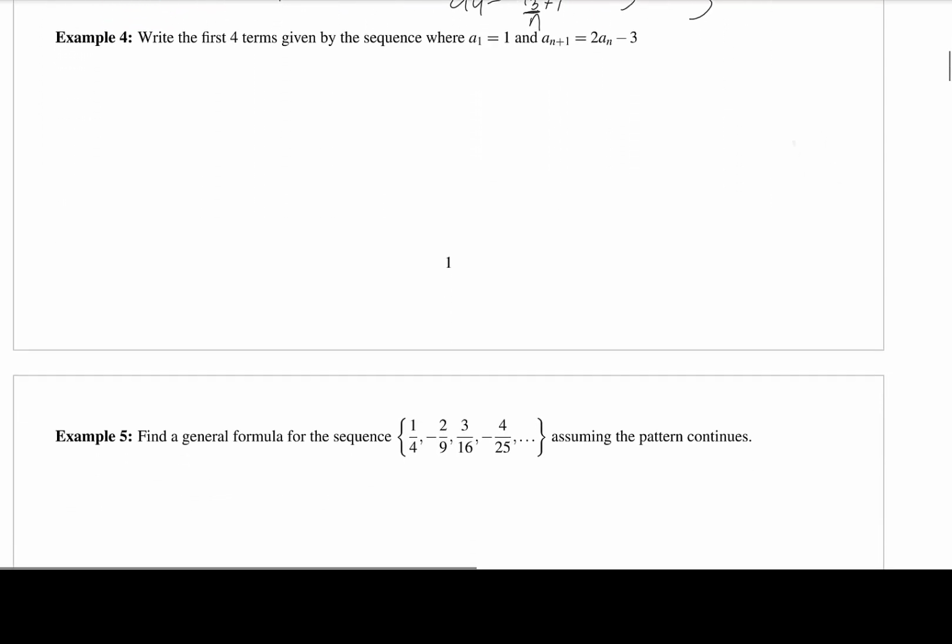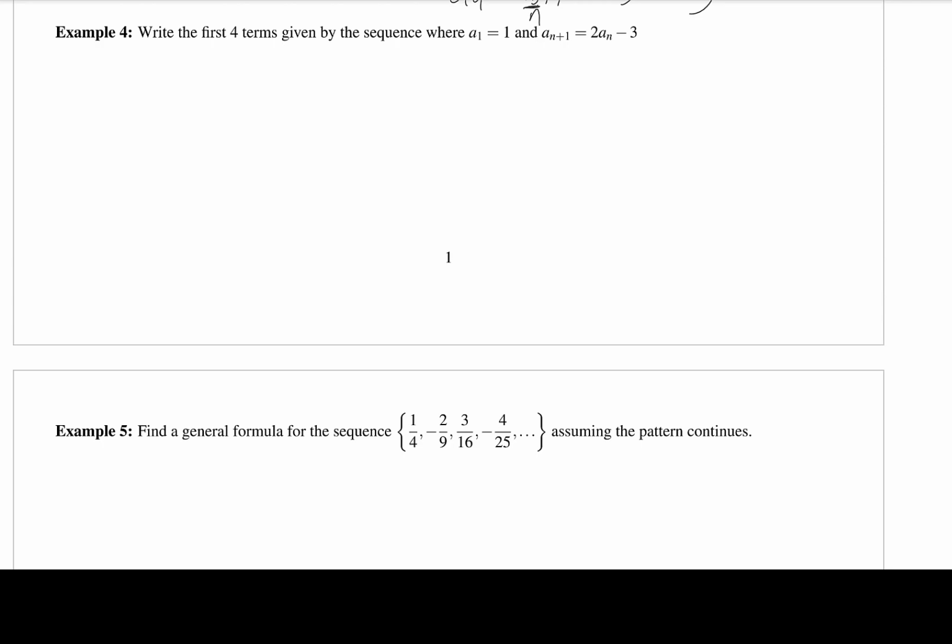So now let's look at example 4. Example 4 gives us another recursive sequence, and we want to find the first 4 terms. So a sub 1 would be 1, that was given to us. A sub 2 would be equal to a sub 1 plus 1. So it's going to be 2 times a sub 1 minus 3, which will give me 2 times 1 minus 3, which is negative 1.